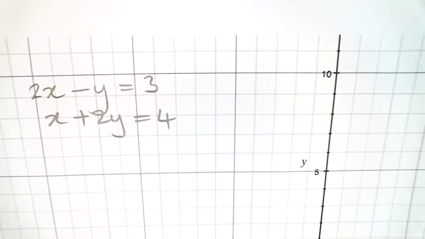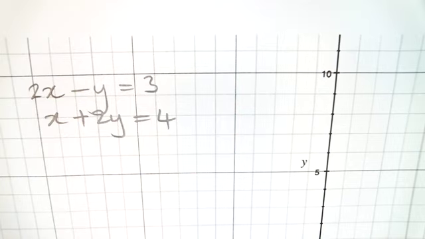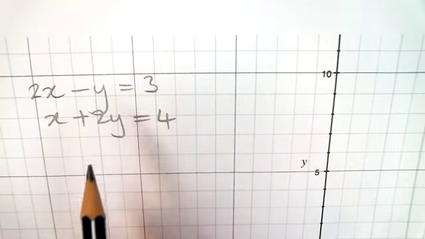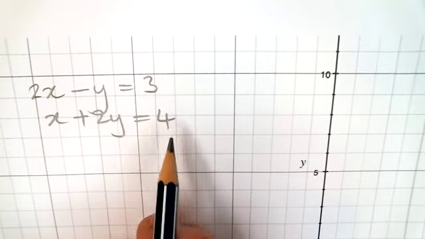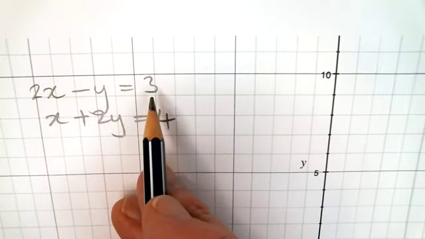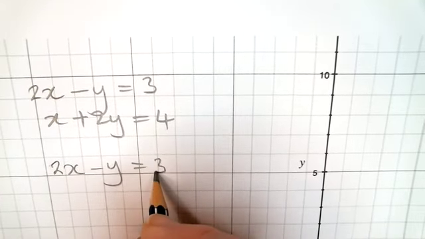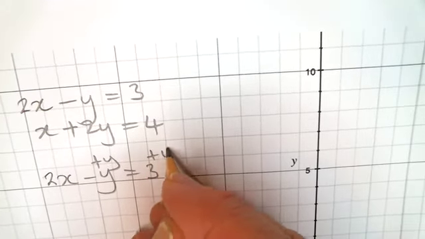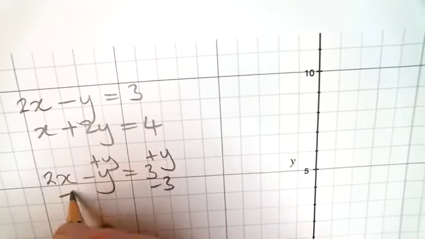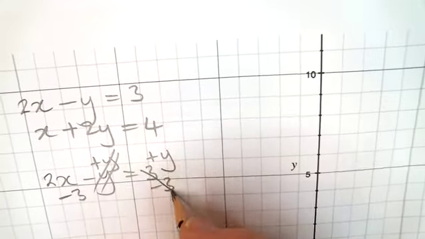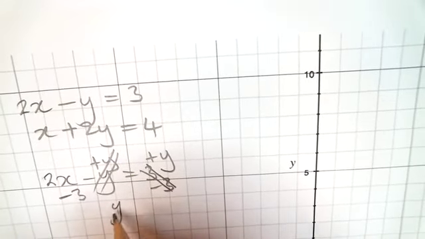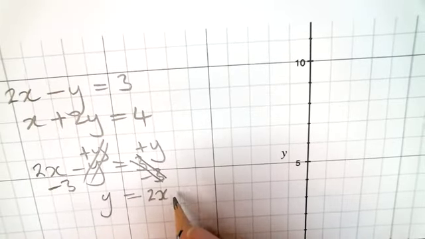First of all, these are written in the general form, which means it's very straightforward to just go ahead and find the points of intersection. But I'd like to do it more algebraically. So we'll turn these into gradient-intercept form. The first one is 2x minus y is 3. I'm going to add y to both sides and subtract 3 from both sides, and I'm left with y is equal to 2x minus 3.